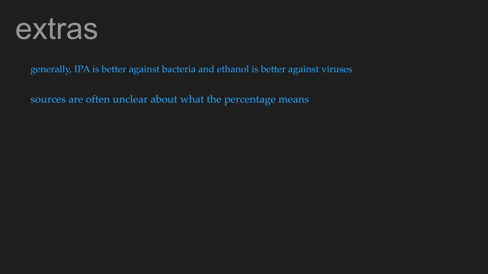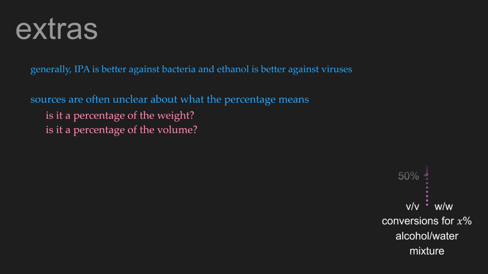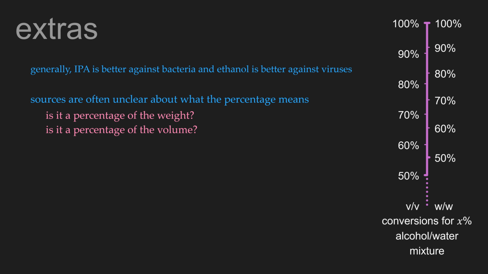For those that are interested, here are a few extra nuggets of information. Generally, we see better results with isopropyl alcohol against bacteria and better results with ethanol against viruses. And those of you who've had a look around might have been frustrated that sources are often unclear about what the percentage of alcohol really means. It could be a percentage of the total weight or of the total volume. So on the right is a chart you can use to make rough conversions between the two. For many practical purposes, it won't make a huge amount of difference which way percentage is measured.